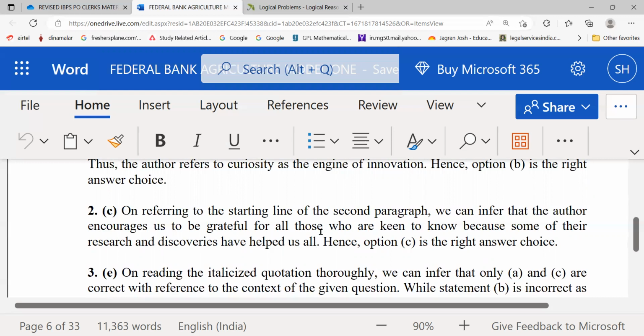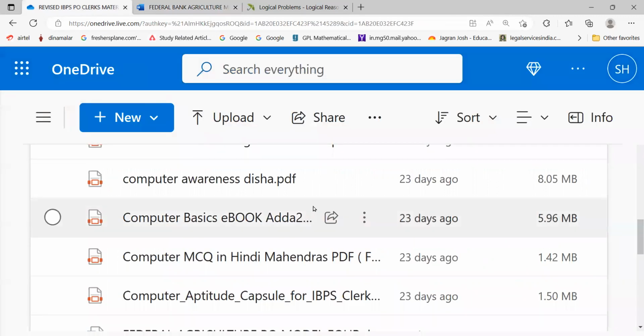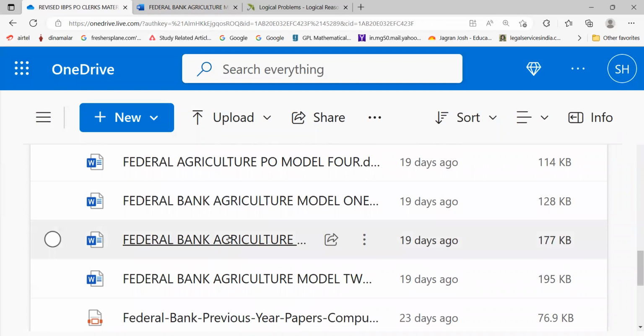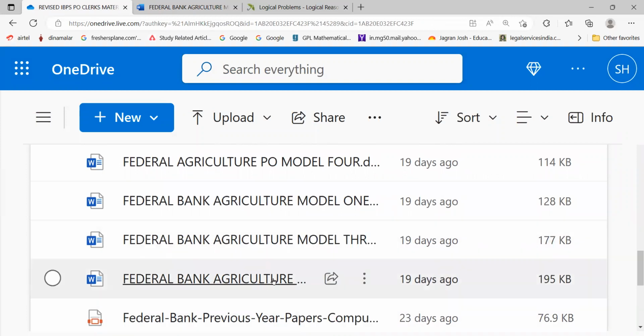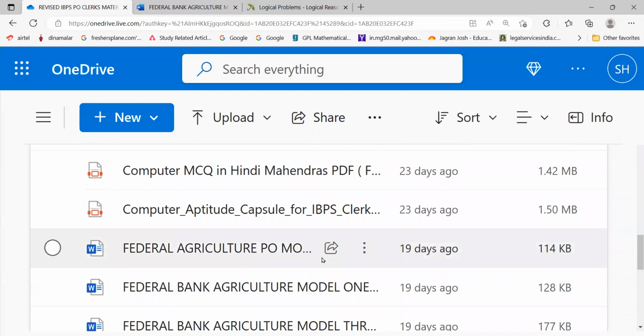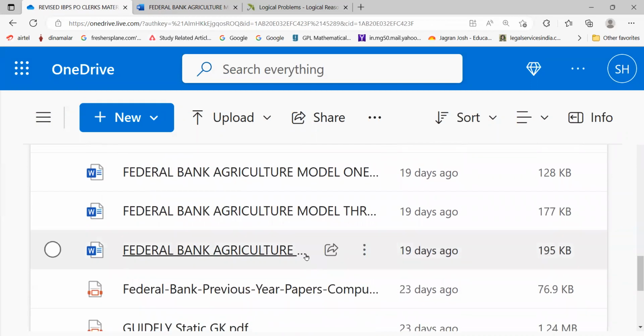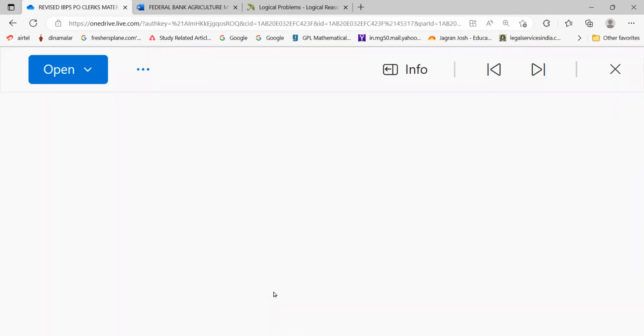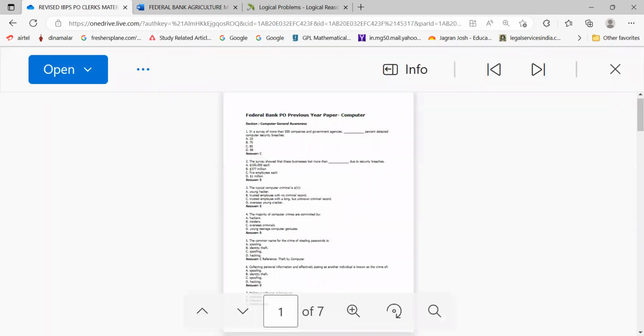Now, coming, so this is explanation about one model paper. Apart from this, it contains 3 more model papers. If more people join, I can make some more models also. But no need, more candidates don't come. Maximum 5-6 people come. That is okay. Understand? The 4 model papers I have already given. And this one consists of Federal Bank previous questions.